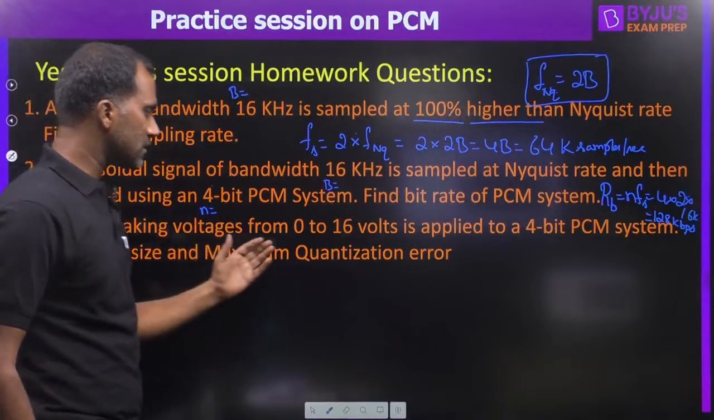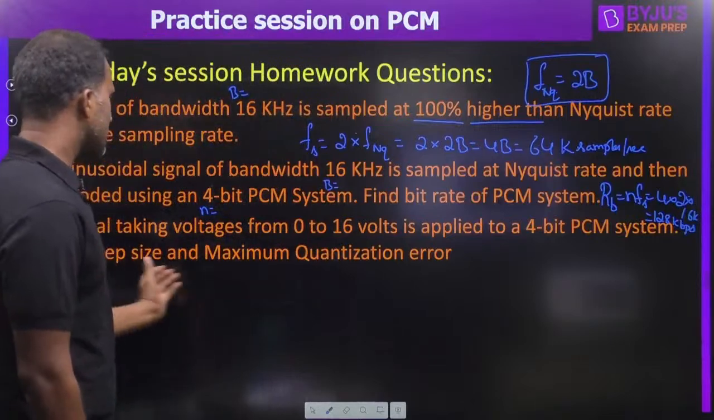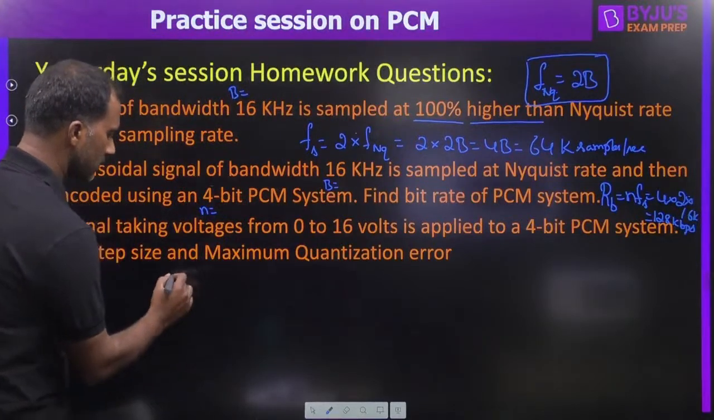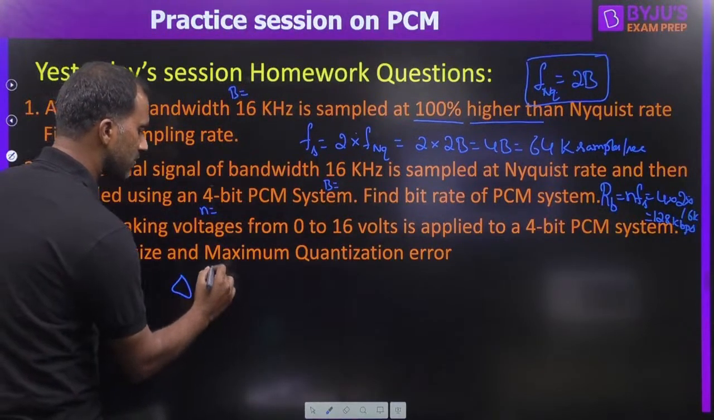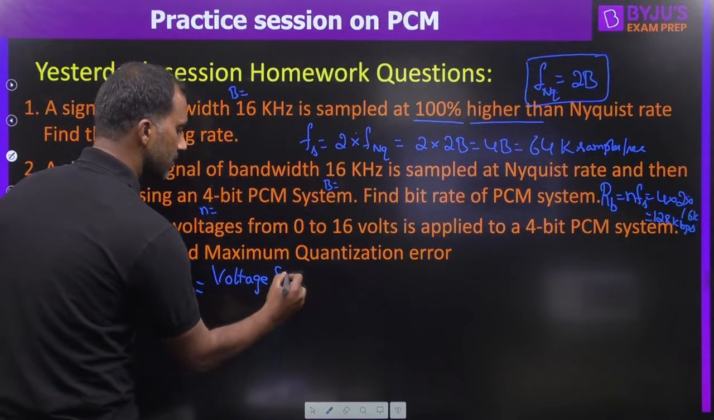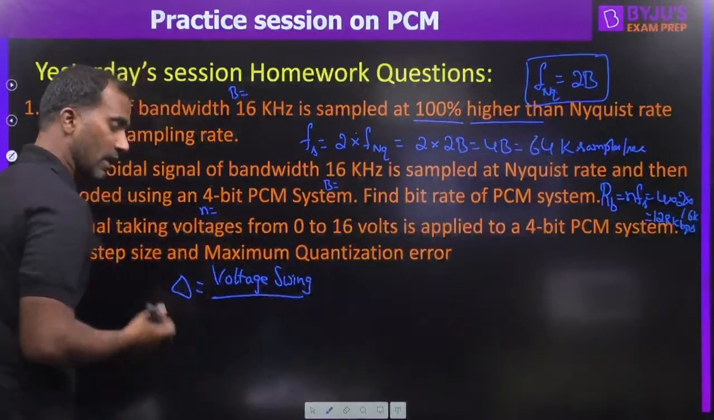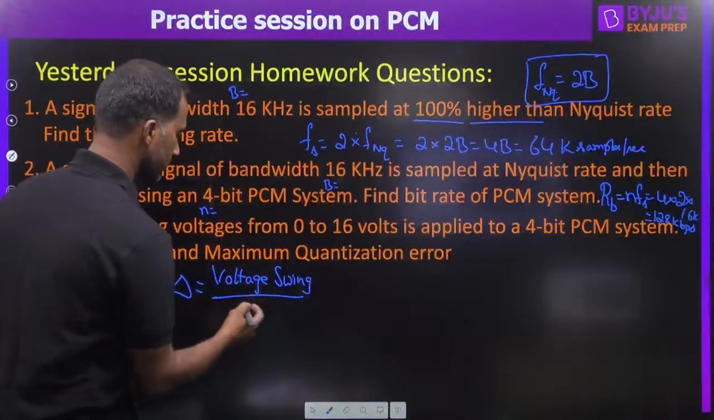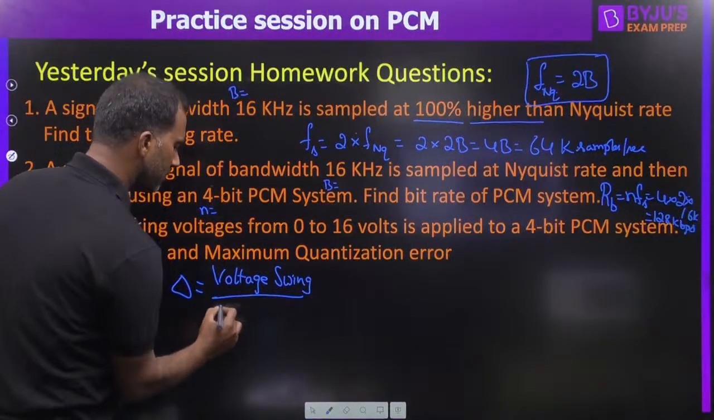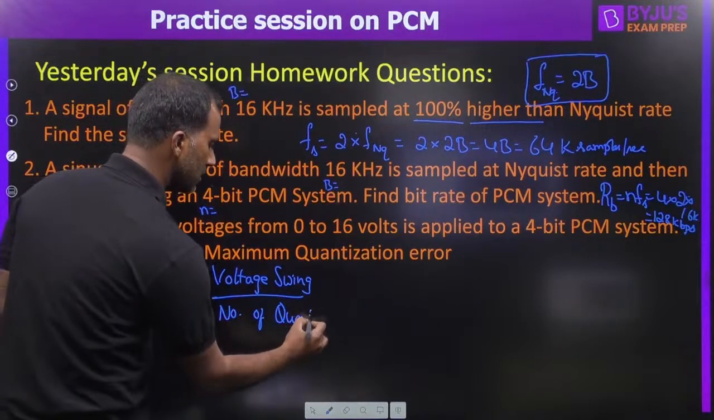A signal taking voltages from 0 to 16 volts is applied to a 4-bit PCM system. Find the step size and maximum quantization error. So they are talking about step size. The step size formula, we have discussed it yesterday. Voltage swing, which means the range of voltages possible for the signal, or highest voltage minus lowest voltage, divided by the number of quantization levels.